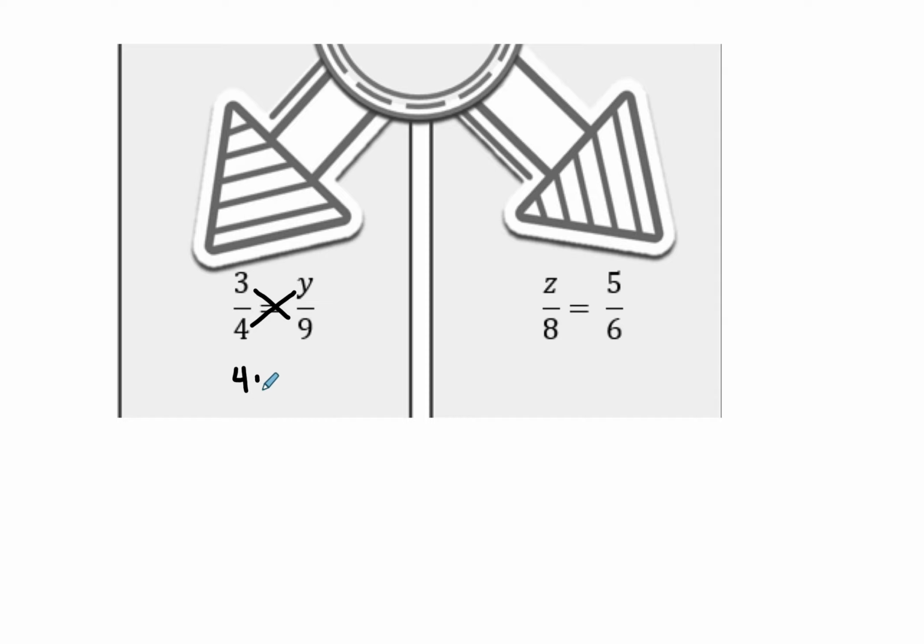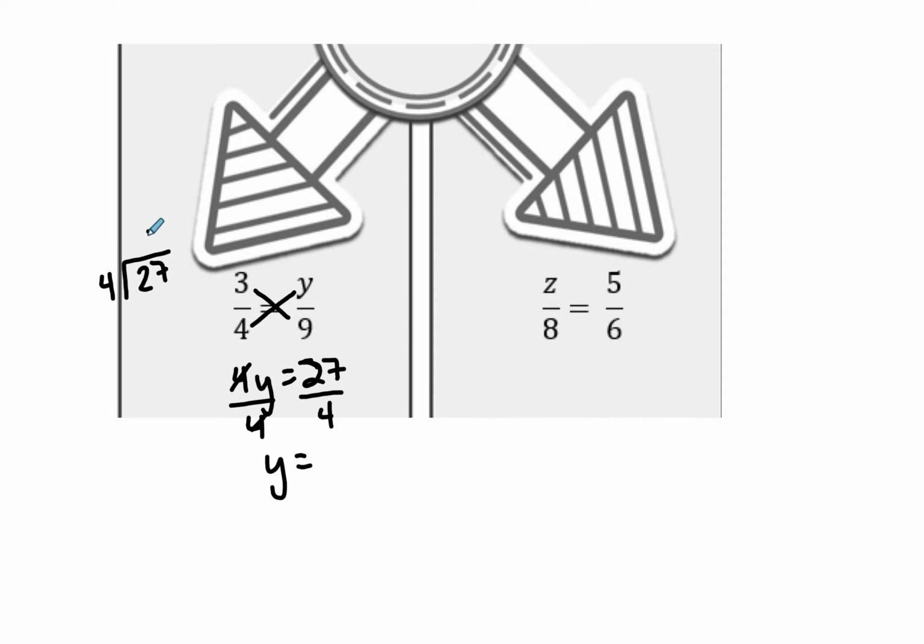4 times y is 4y. 3 times 9 is 27. I divide both sides by 4 to cancel out the times 4, so I have y by itself. Okay, 27 divided by 4. I'm going to do that off to the side.